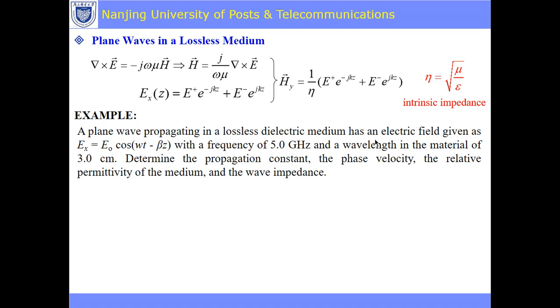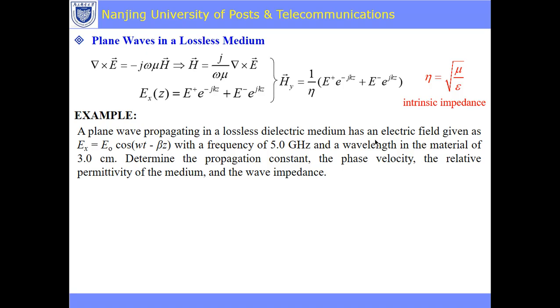If I want to relate this intrinsic impedance with electric and magnetic, you can see in this equation for intrinsic impedance, that is equal to mu divided by epsilon. How would you define that? It is the ratio of what? Ratio of electric to the magnetic field, right?